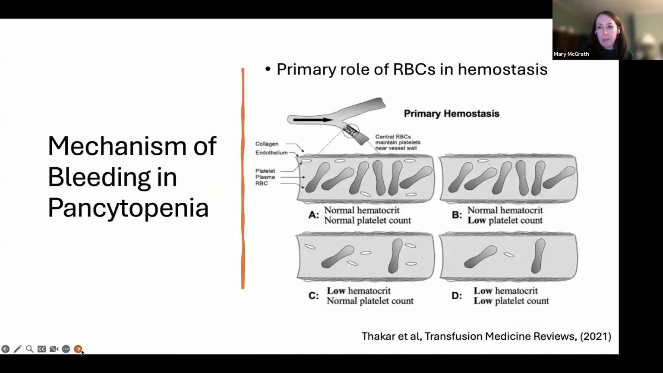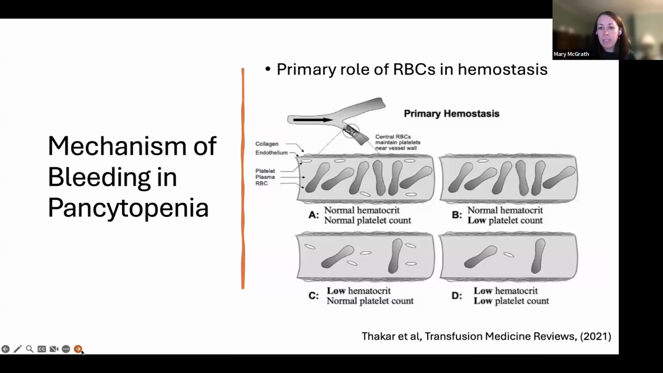In addition to thrombocytopenia, it's been proposed that in pancytopenic individuals, anemia is also associated with bleeding risk. The theory is that red blood cells concentrate in the center of blood vessels as they flow through vasculature, forcing your platelets to the periphery where they can interact with von Willebrand factor and collagen along the endothelial surface.